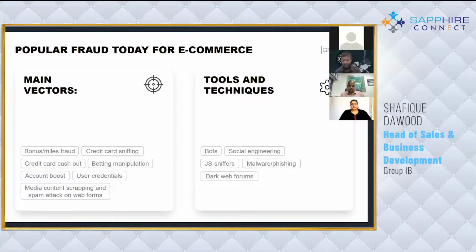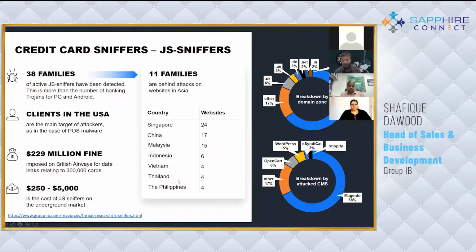I don't have the exact statistics, but this is one of the most common manners of initial access. And if you are a follower of dark web forums like I am, you'd be able to see, every other day, a posting about some fellow who's been breached, no matter how big the MNC is or how small they are. I was speaking a little bit about JS sniffers.